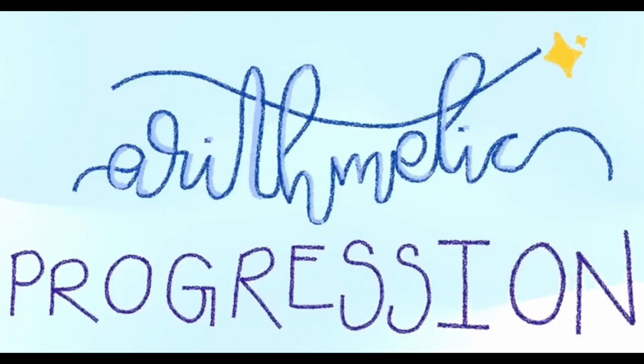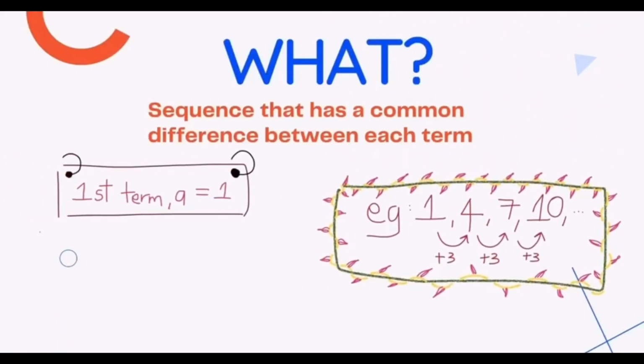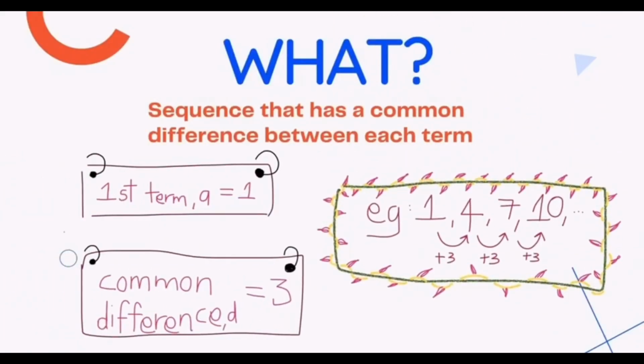Arithmetic progression. So what is arithmetic progression? Arithmetic progression is a sequence that has a common difference between each term. For example, for the sequence 1, 4, 7, and 10, the difference for each term is plus 3, and the first term for the sequence is equal to 1.